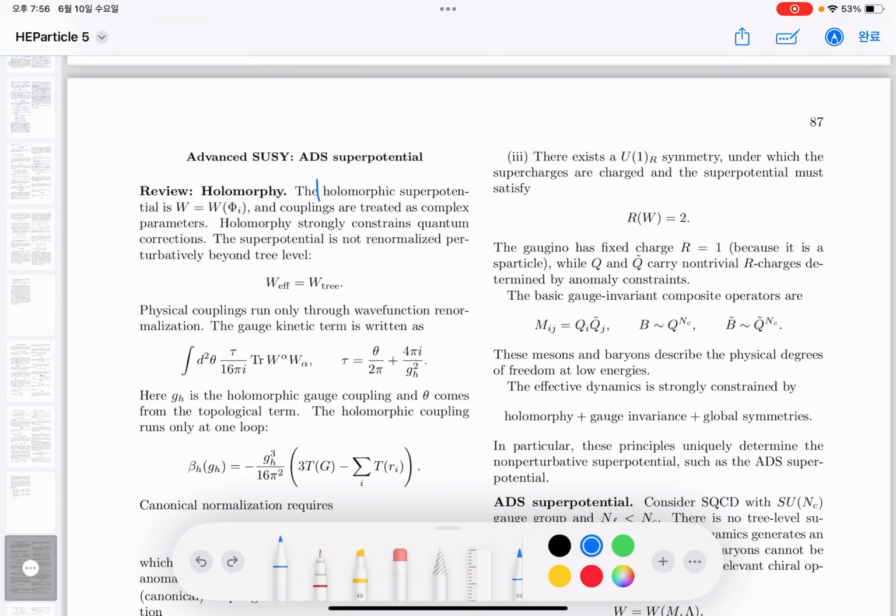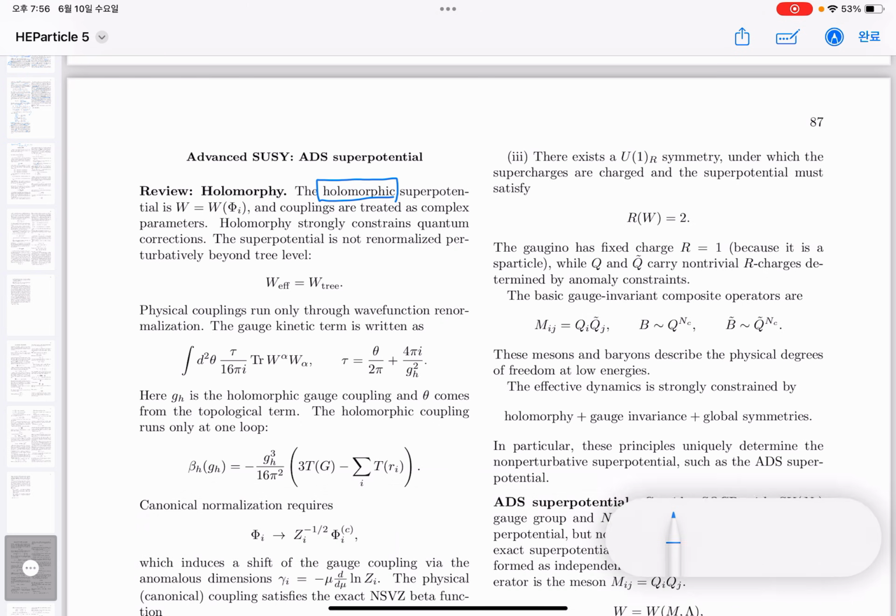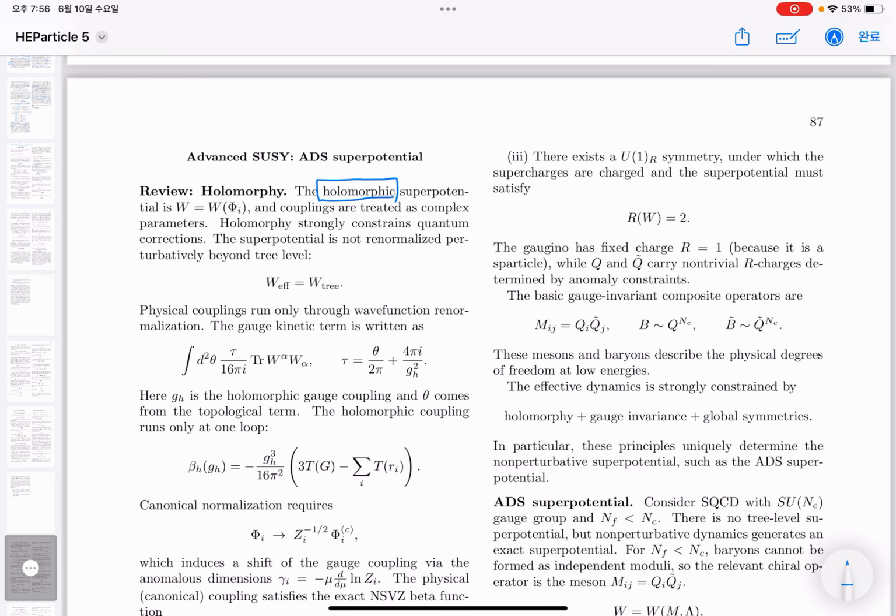The holomorphic condition of the superpotential gives very strong conditions to determine the supersymmetric Lagrangian. First of all, I will review what holomorphy was. All the couplings in the superpotential do not have dependence on the conjugate, so this constrains the quantum corrections strongly.